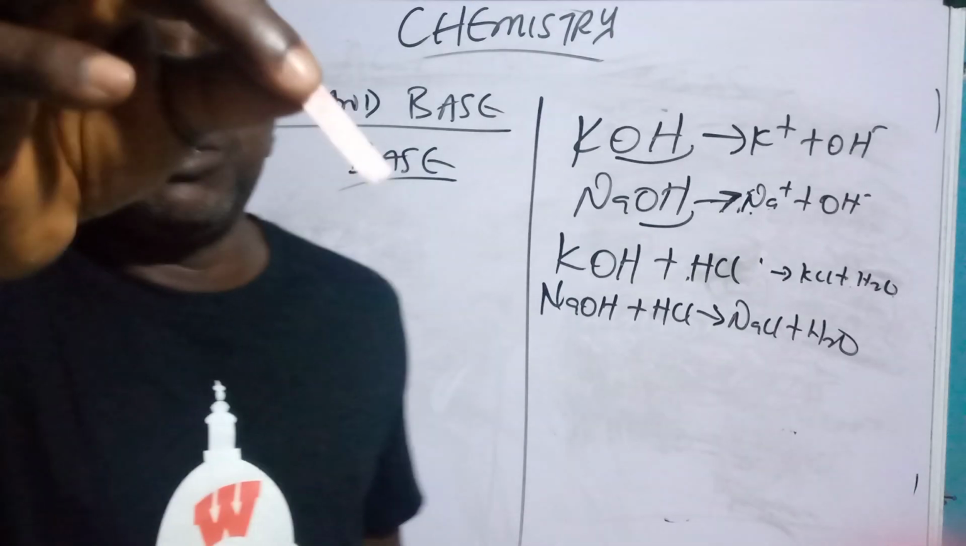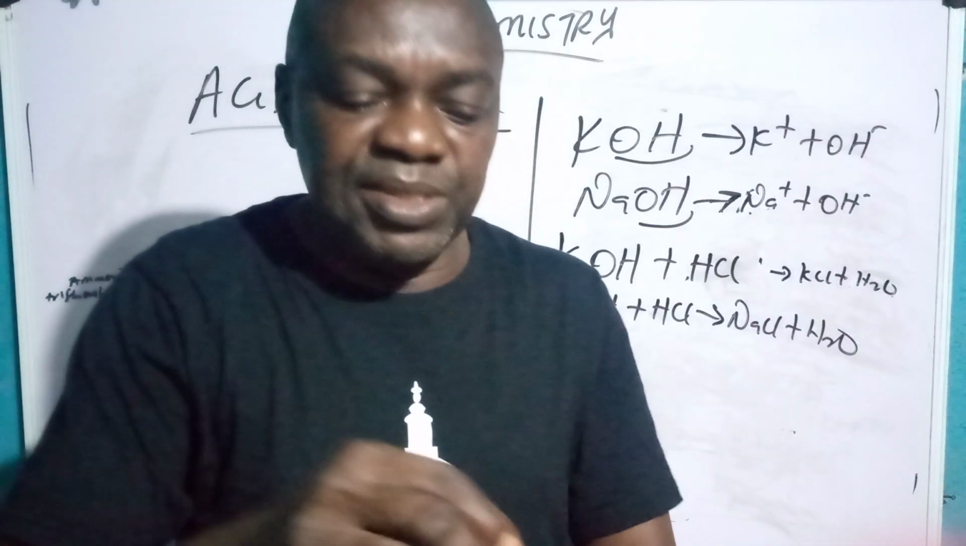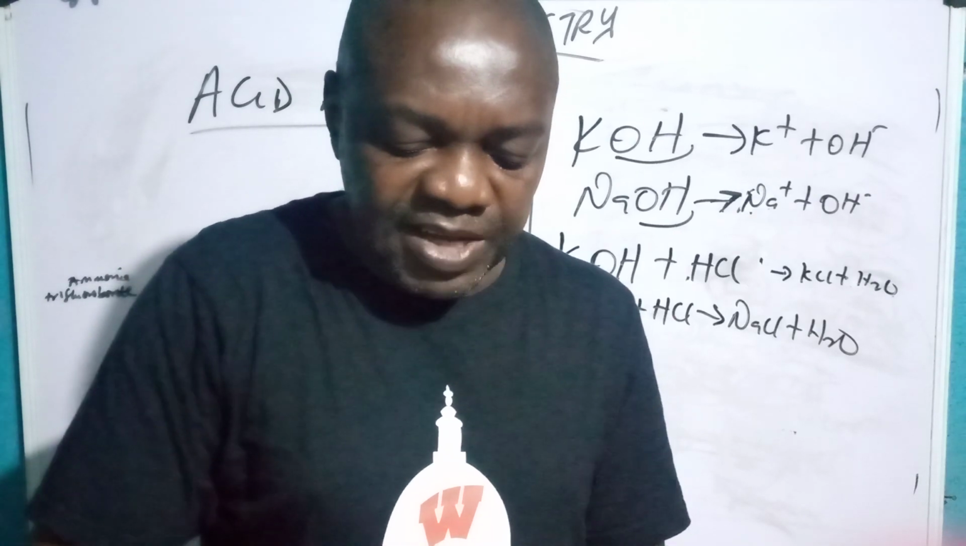So this one is a red litmus paper. Let's try and see. This is a base. Any of the bases. We didn't specify the name.